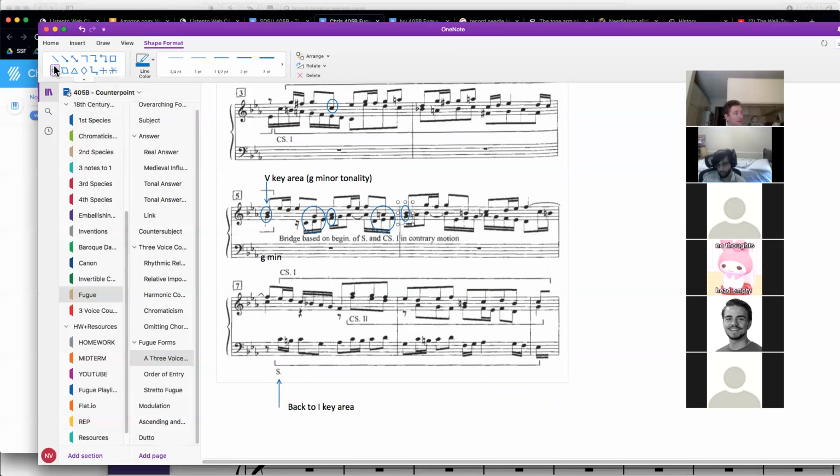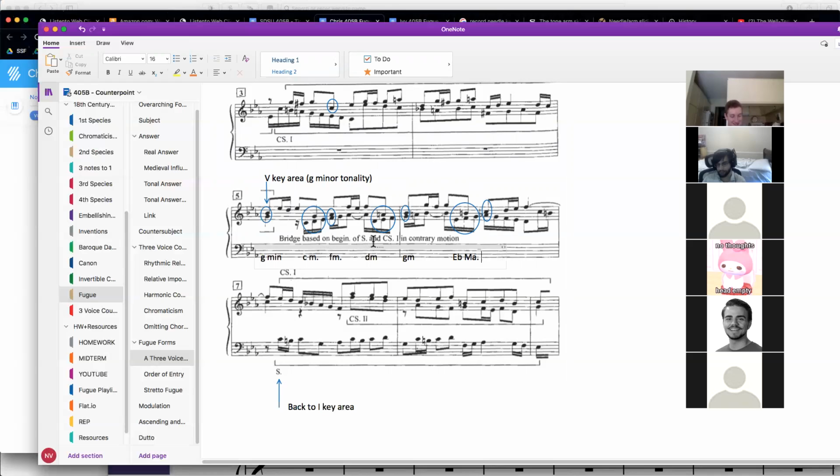And I guess I know this because I've played this before. Right? So these are the different chords that occur during this passage. So you have a G minor, then you actually have a C minor, right? And then you have an F minor. And you have a D minor, and then you have a G minor, and then you have an E flat major, and then you have A flat major.